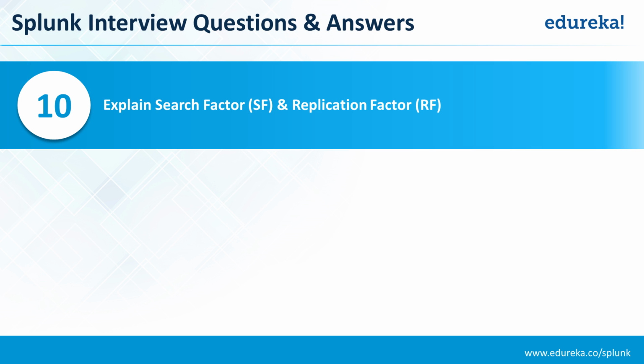Search factor is how many copies of your data you want to be searchable. Replication factor is how many replica copies of the raw data you want. Search factor basically works with data you can access, read, and execute searches on. Replication factor is more about dormant data, and you'll have to rebuild your index in case you have only one search factor.